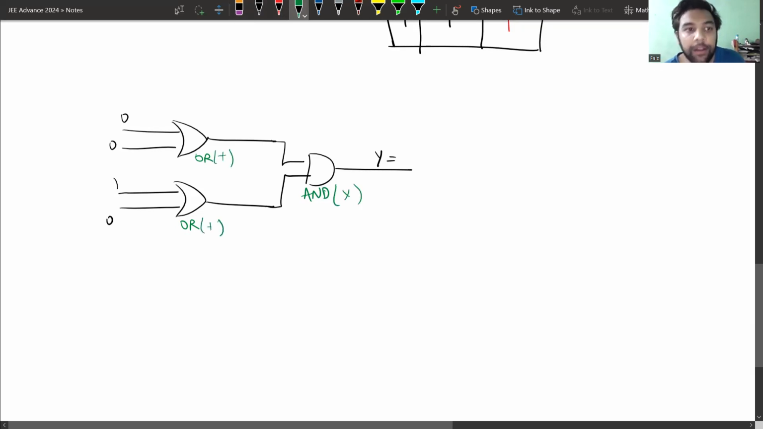Do you remember that? So 0 plus 0, the output for this function will be 0. 1 plus 0 will be 1. So here, the input for this gate will be 1 and the input for this gate will be 0. Now it multiplies, right? So 0 into 1 is 0. The answer is 0. Hopefully this was clear. The question was clear to you all, right?